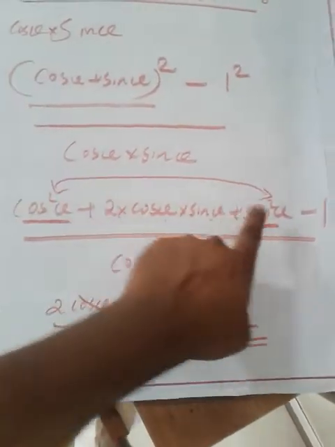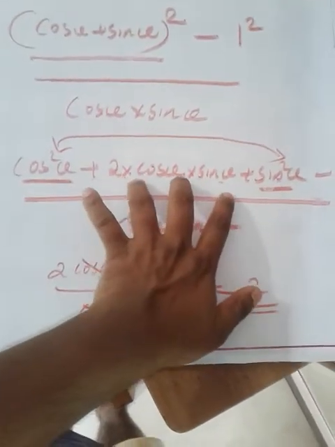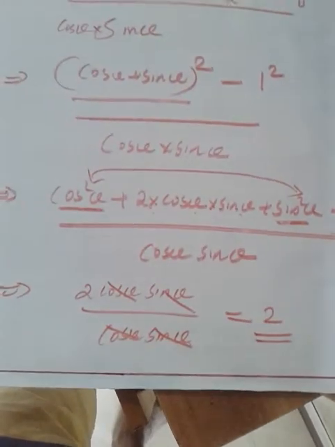See, you may have understood. Cos square theta plus sin square theta is 1. That 1 and minus 1 will be 0. What will remain? This much only will remain by this one. So we will get the answer as 2. How simple this question?